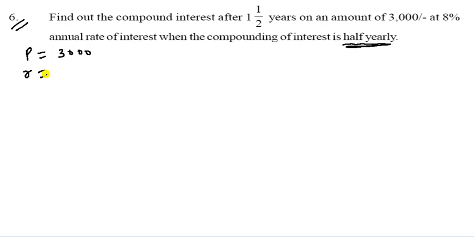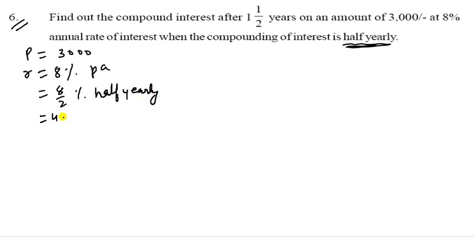So principal is given as 3000 and the R is given as 8%. It is per annum, or annually. So it is divided by 2 and it becomes half yearly. So it becomes 4% half yearly.